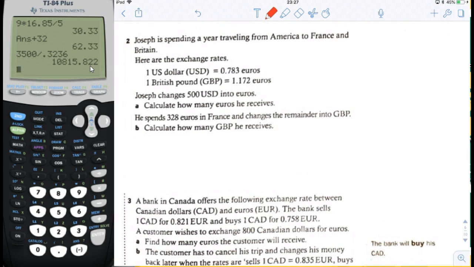Number 2, Joseph is spending a year traveling from America to France and Britain. Here are the exchange rates. From these exchange rates, I can make dominoes, okay? And let's see which direction the dominoes are going to go in.